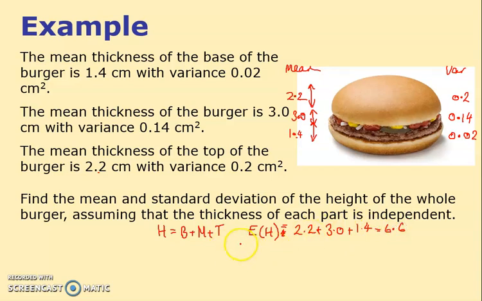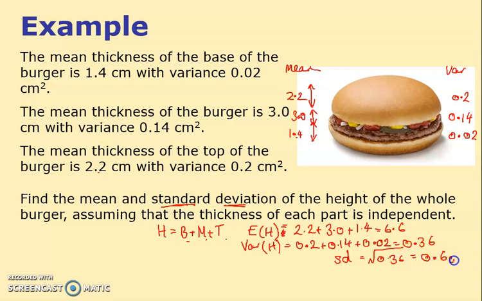Now, what does it want? It wants the standard deviation, but I haven't got a rule for standard deviation, so instead I'm going to have to go for a rule of the variances. The variance of the height will be the variance of each one added together. So that's okay. I can go 0.2 plus 0.14 plus 0.02. What's that equal? 0.36. But that is the variance, therefore I need the standard deviation, and that's the square root of 0.36. Sounds very much to me like 0.6 centimeters.